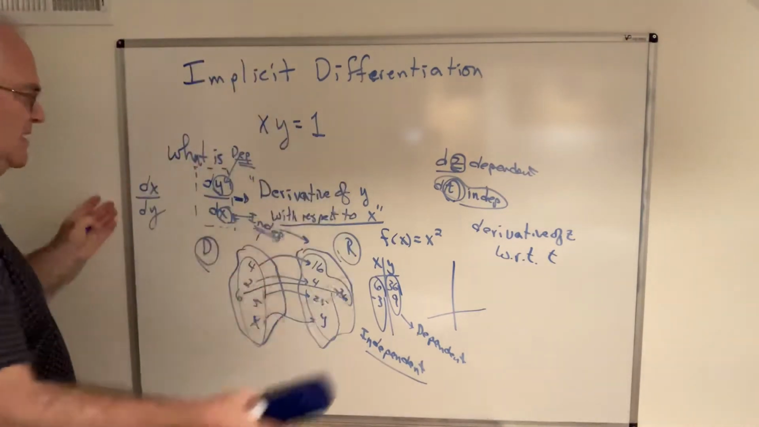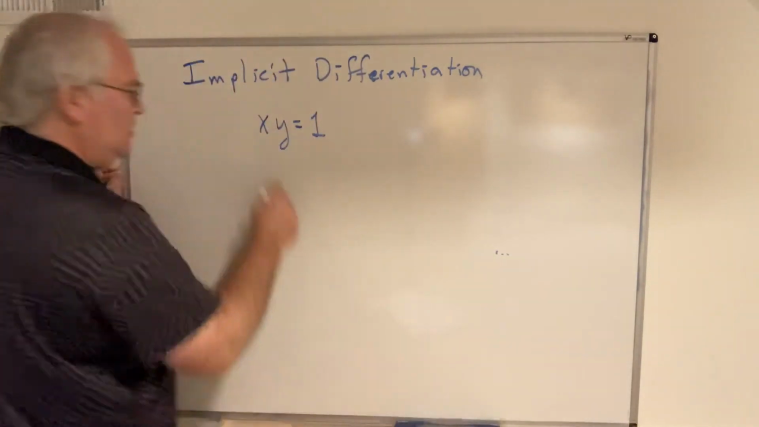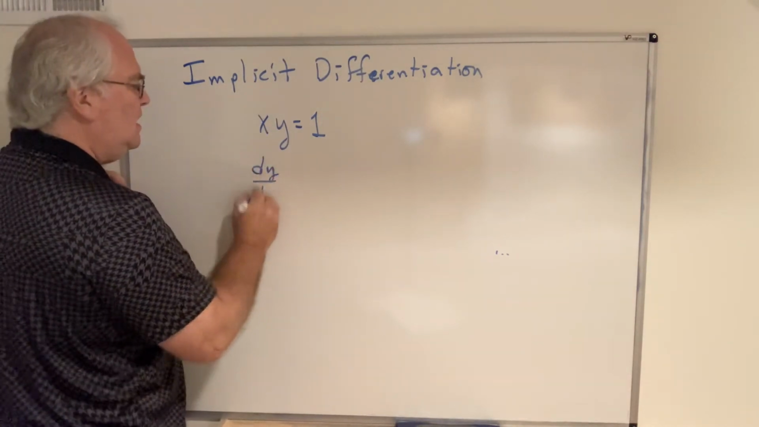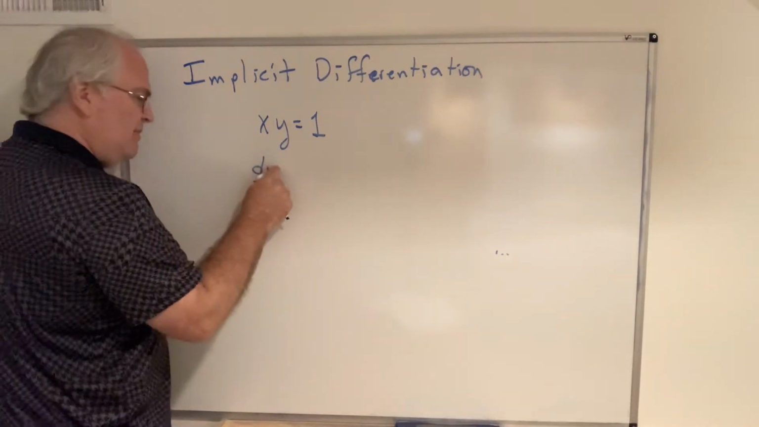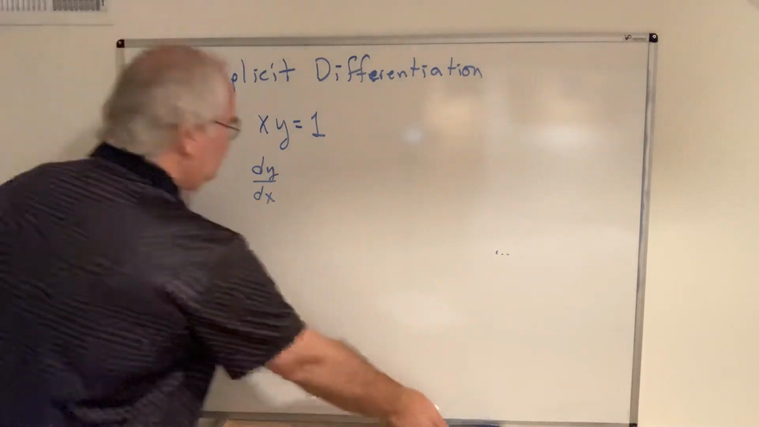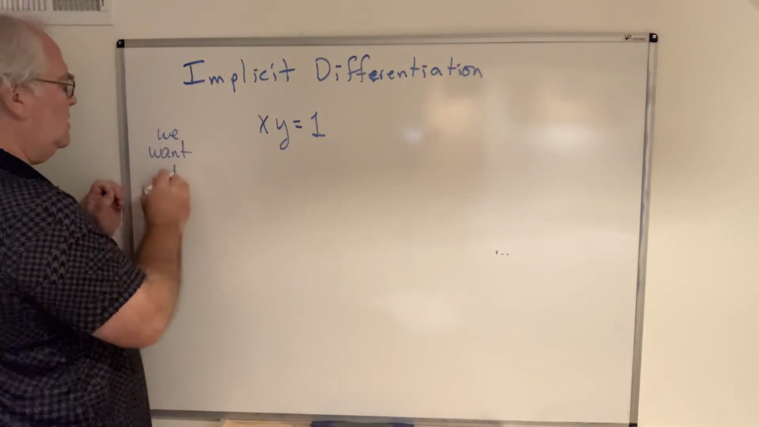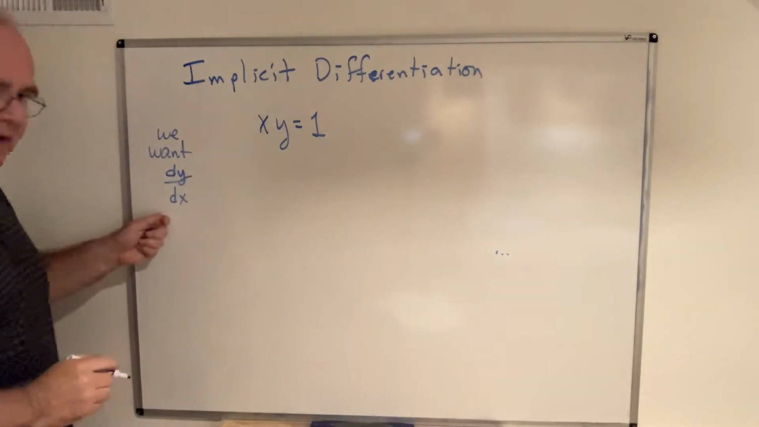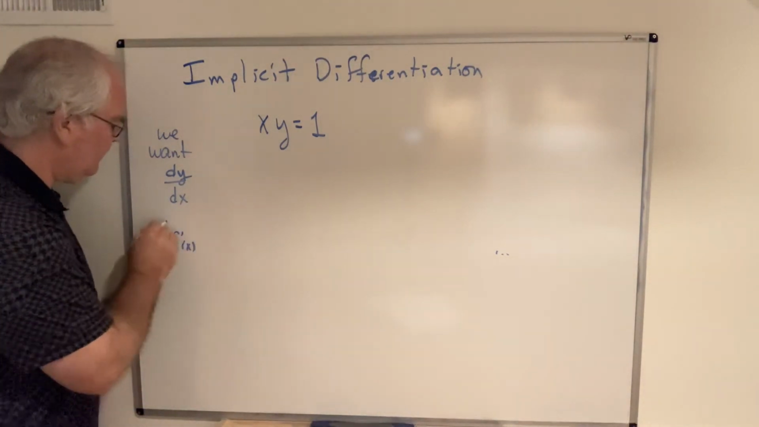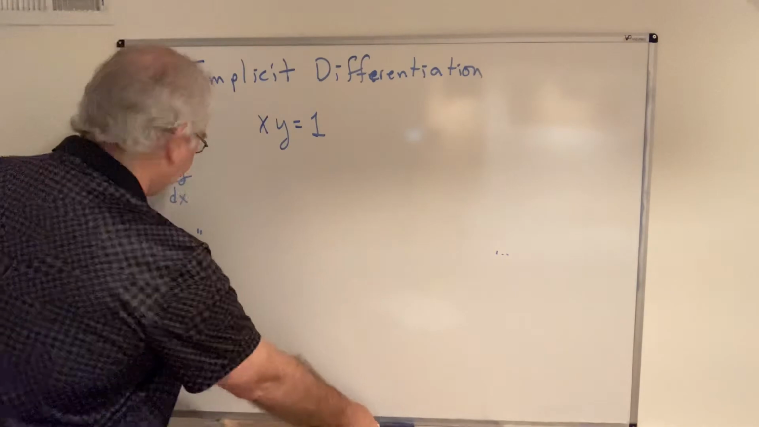All that to say, the notation we're going to be using: we still want the derivative, perhaps the derivative of y with respect to x. We want to find dy dx. y is the dependent variable, x is the independent variable. All right? That's what we want to find. So let's make a note of that. It corresponds to finding the derivative if this were an ordinary function.